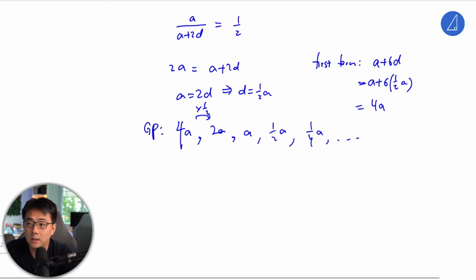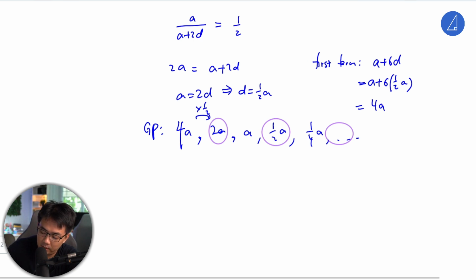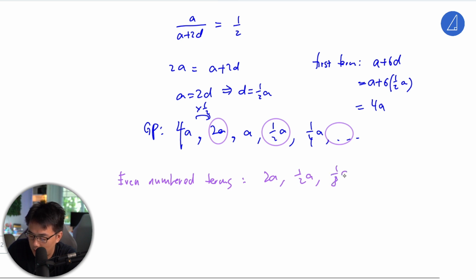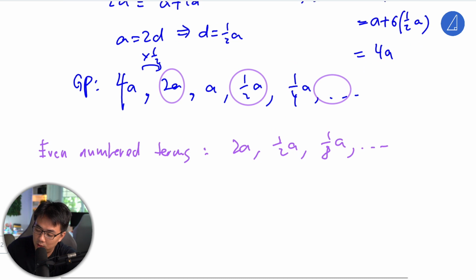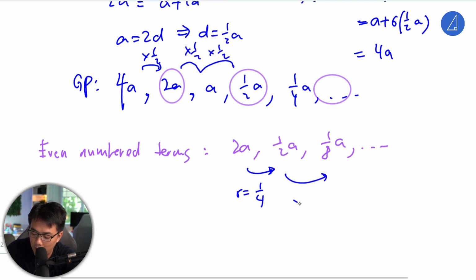Now just take note, sum to infinity of the even numbered terms of the GP. Even numbered terms meaning this over here. Okay, we're taking out even numbered terms. What gets 2A, half A, 1 over 8A, and so on. So essentially now for the even numbered terms, the R is 1/4, because you skip by 2 terms here. So it will just be 1/4. Over here will be 1/4 as well. Okay, all the common ratio becomes 1/4.